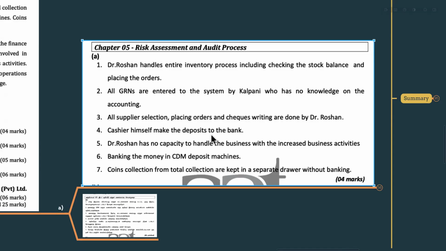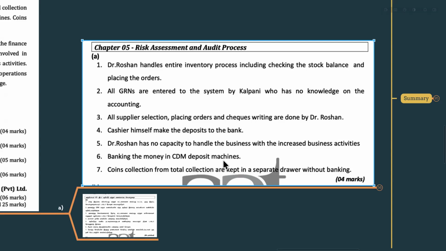And the cashier himself makes the deposit to the bank. Again, segregation of duties is missing. And Dr. Roshan has no capacity to handle the business with the increased business activities. So it's a one man show. They cannot grow the business. Entrepreneurs and owners should be working on the business, not in the business. Right? They have to manage. Management is the art of getting the work done through other people, not doing everything alone. So again, there's a problem.